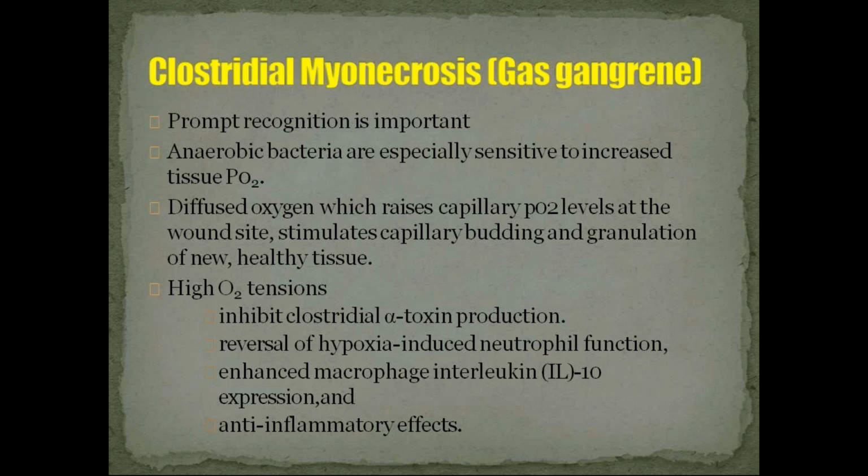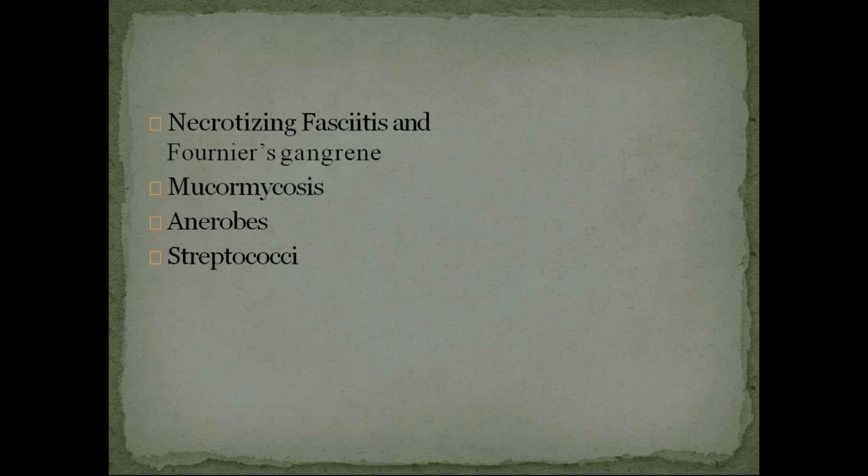Diffused oxygen, which raises capillary partial pressure of oxygen levels at the wound site, stimulates the capillary budding and granulation of new healthy tissue. High oxygen tensions inhibit clostridial alpha toxin production, reverse hypoxia-induced neutrophil dysfunction, enhance macrophage interleukin 10 expression, and have anti-inflammatory effects. It is also used in necrotizing fasciitis and Fournier's gangrene, mucormycosis, anaerobes, and streptococci infections.